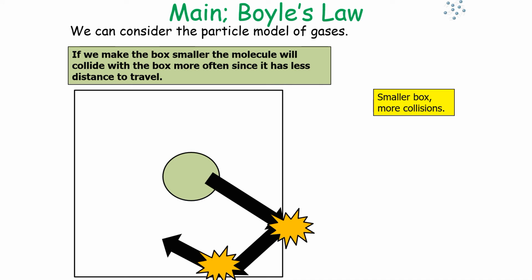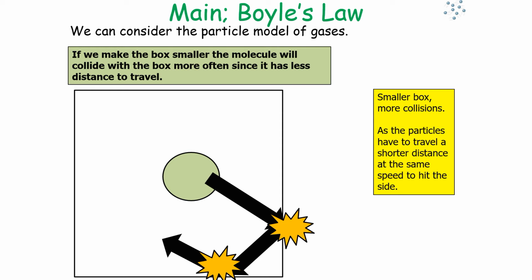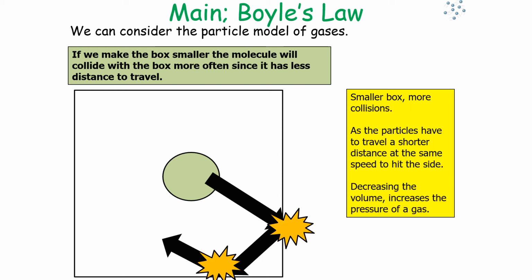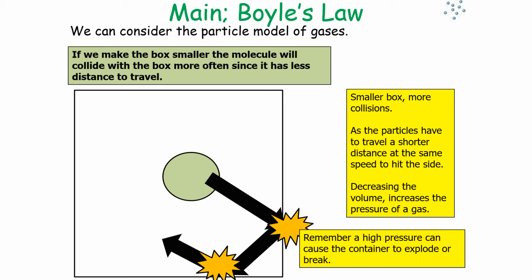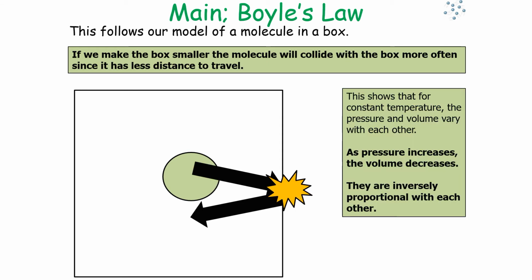and the other way round, if we make the box smaller, the particle will collide with the box more often since it has a smaller distance to travel. So smaller box, more collisions, as the particles have to travel a shorter distance at the same speed to hit the side. So decreasing the volume increases the pressure of a gas. Now remember, if you have a high pressure, that can cause a container to explode or to break. So it's important to note that as the pressure increases, the volume decreases.